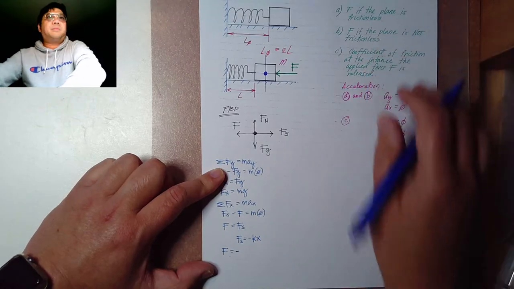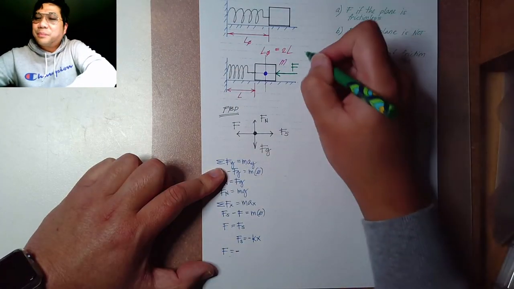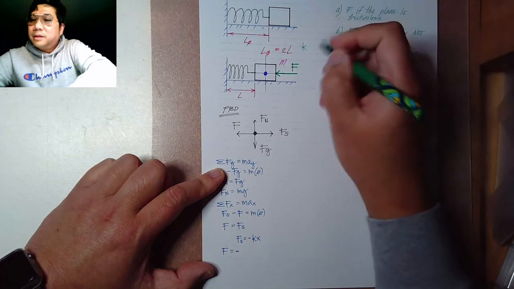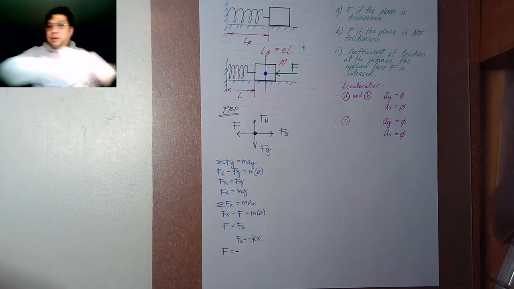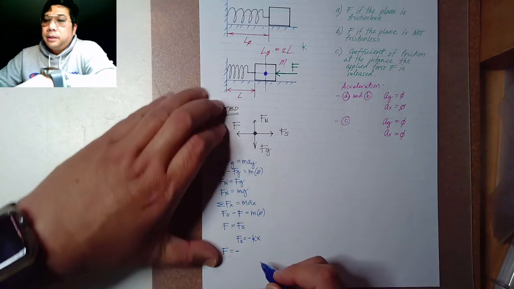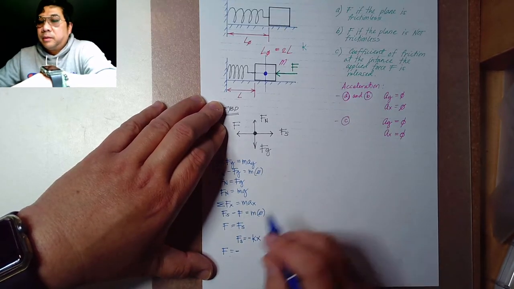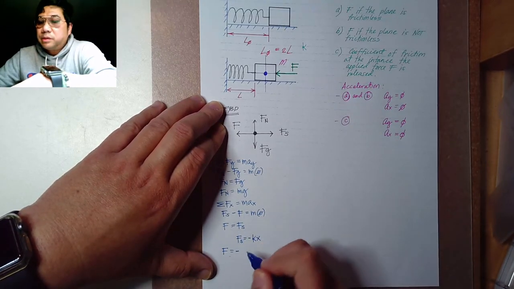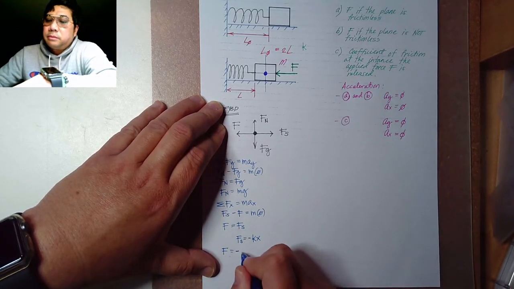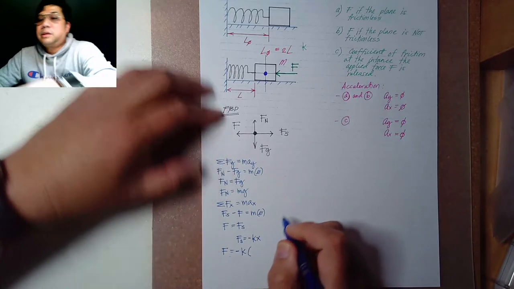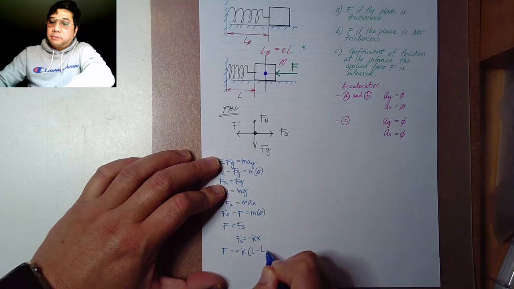Whoa, in this problem I forgot the given. So K is also given. Okay, so K is provided. So what is your K? In some of the problems you will be asked to solve for K, and maybe in the next video you will experience that. So the summation of forces, or our K, and our X is simply L minus L naught.